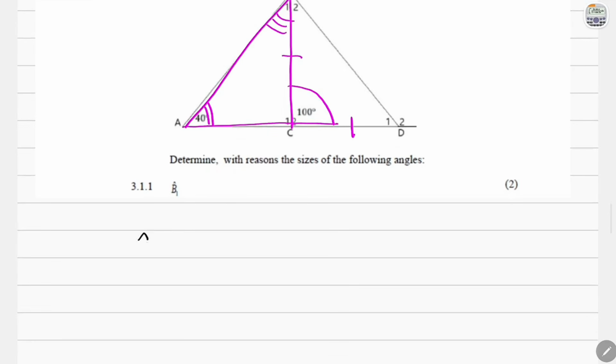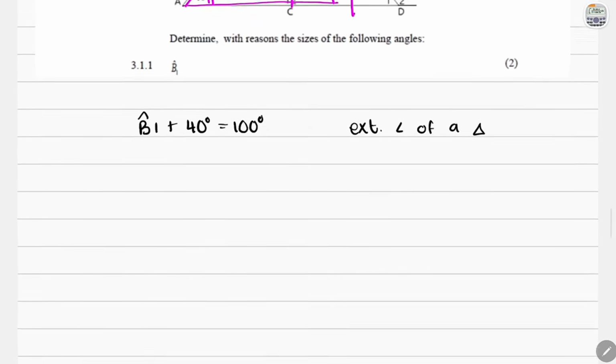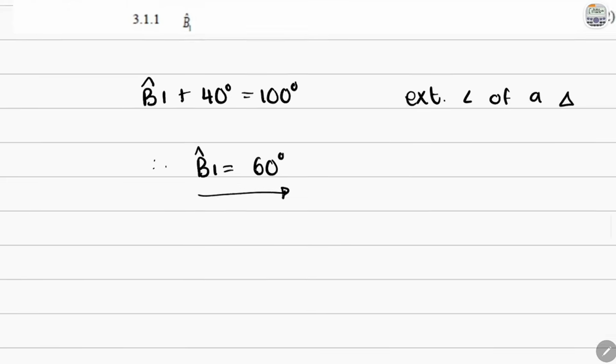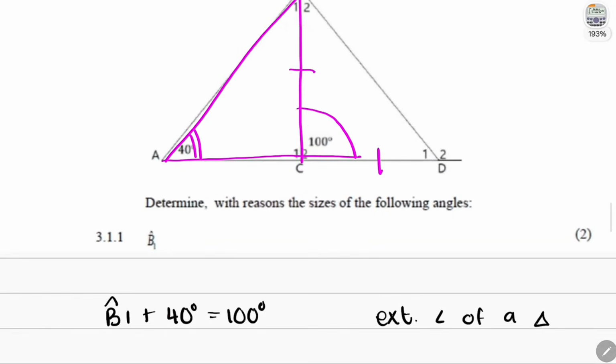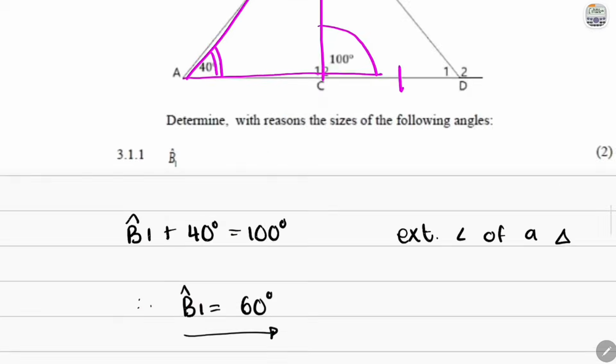So we know that if we say angle B1 plus 40 degrees, it will give us that 100 degrees. And we could put our reason down. Okay, exterior angle of a triangle. And so finally, angle B1 equals, you would transpose the 40 degrees. And so 100 degrees minus 40 degrees is 60 degrees. And that is our answer. Moving on to the next question. Also, just make sure to put down whatever you have found. We know that this is now 60 degrees.